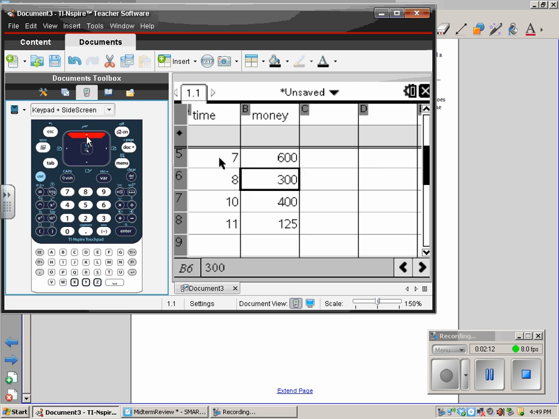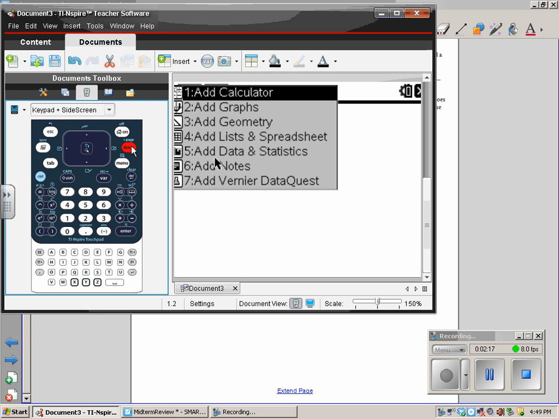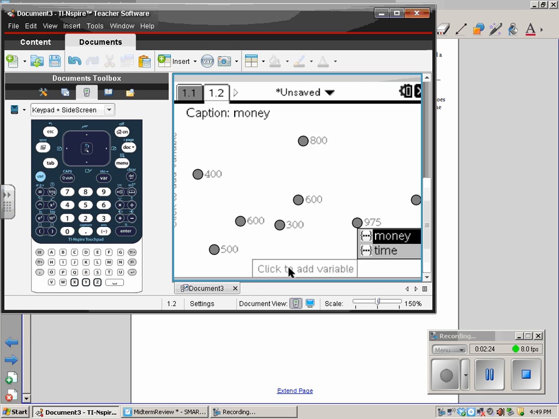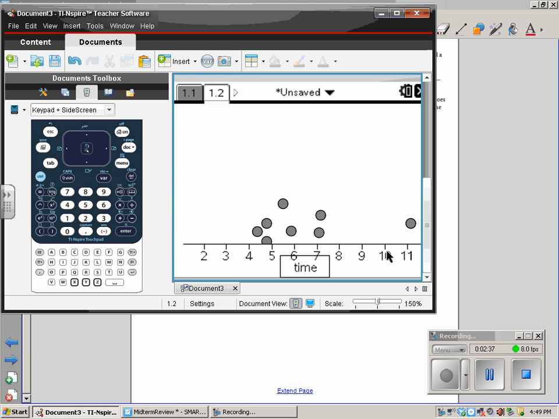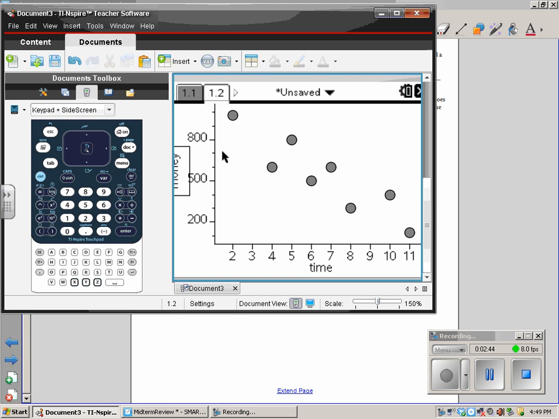Now we go to control and then doc to add a page. We want to add a data and statistics page. Click on the x-axis to add a variable. We want to know if time or money is the independent. So does the money depend on the time, or does the time depend on the money? The amount of money definitely depends on the time. So time is independent. So that goes on the x-axis. Then we click here to add variable. Money goes on that axis. So we can see it's a negative correlation. Now we can add our line of best fit.